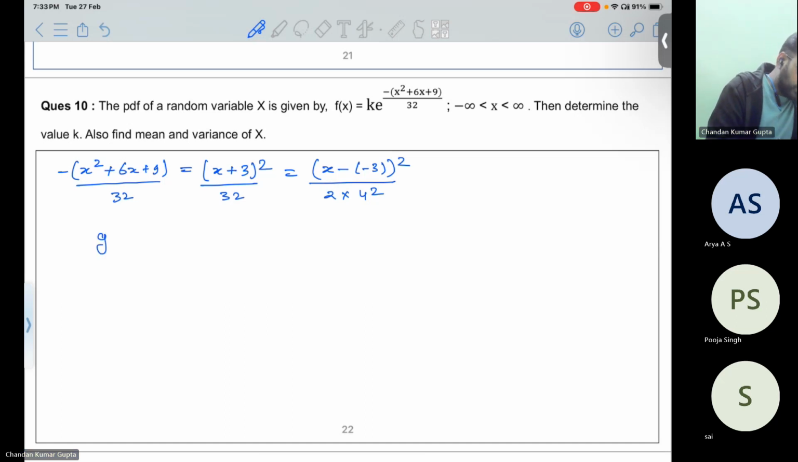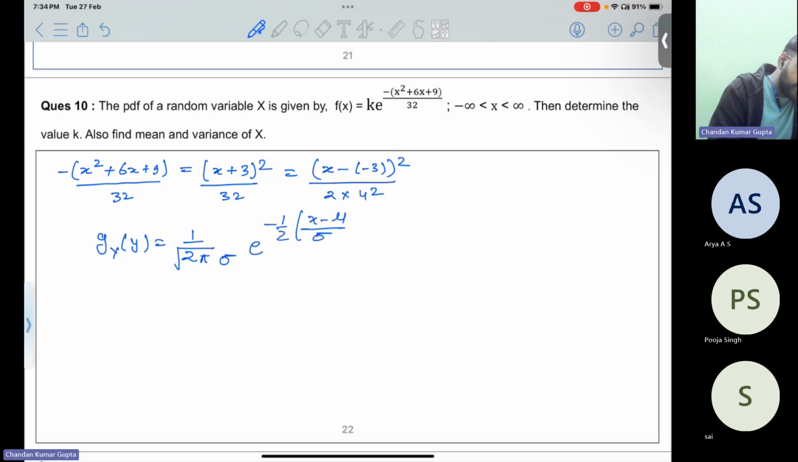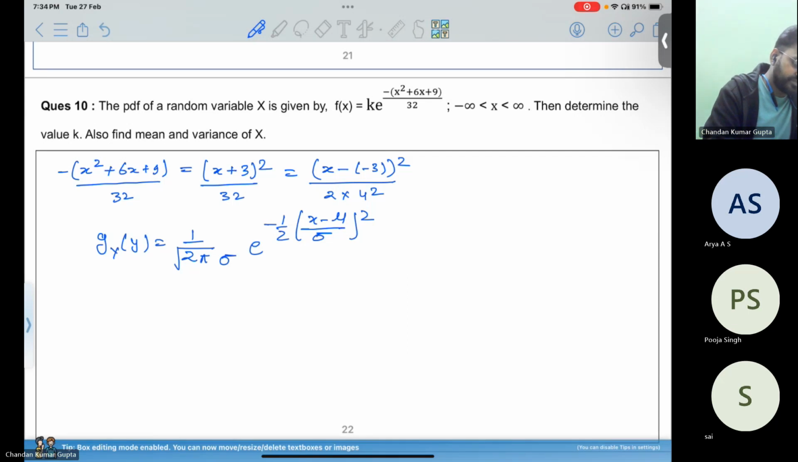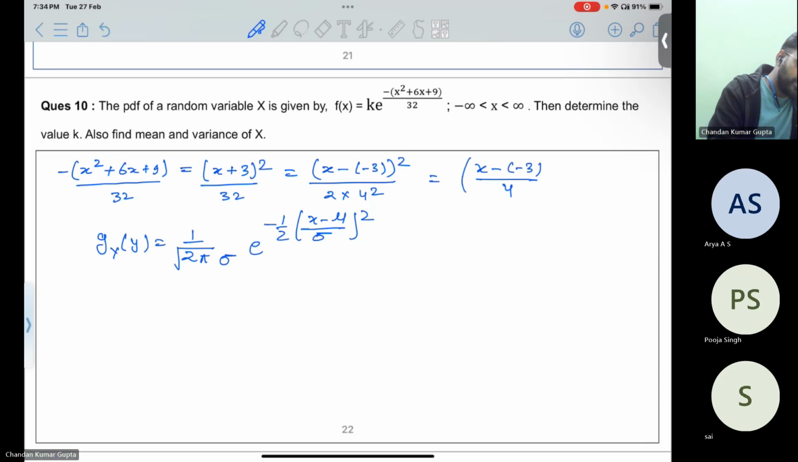Okay. So like normal distribution, 1 upon root 2 pi sigma e to the power minus 1 by 2 ((x minus mu) by sigma) whole square. Okay, this may be written like this, (x minus of minus 3) upon whole square 1 by 2. So after comparing, we will get what? Mu equal to minus 3 and sigma equal to 4.